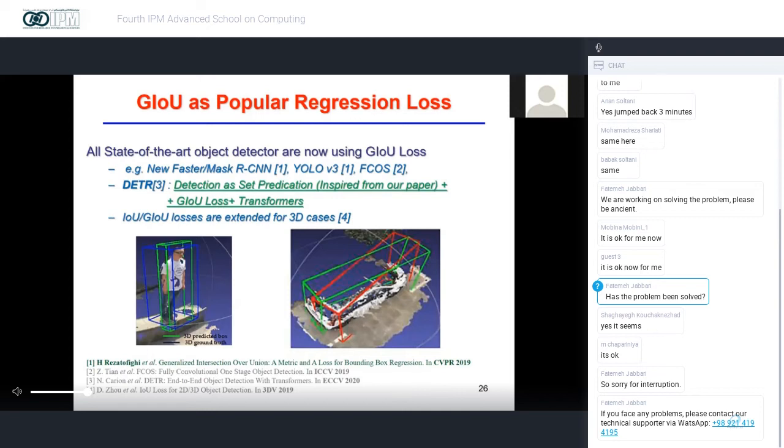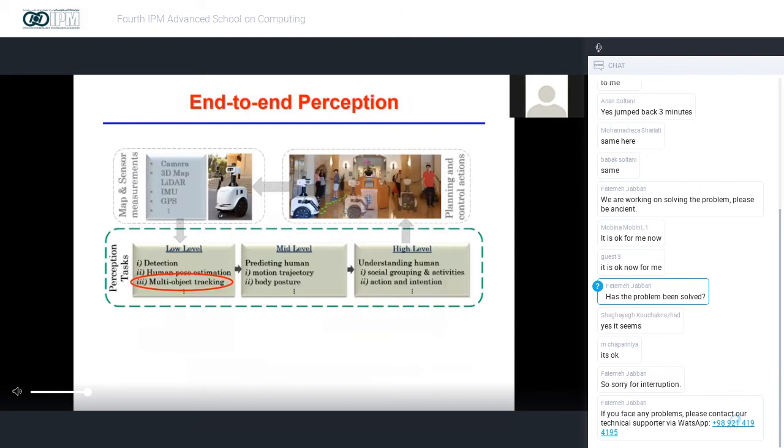IoU and GIoU are also extended to 3D cases, and a couple of papers have appeared in the literature for that. If you are interested, you can have a look. All right.